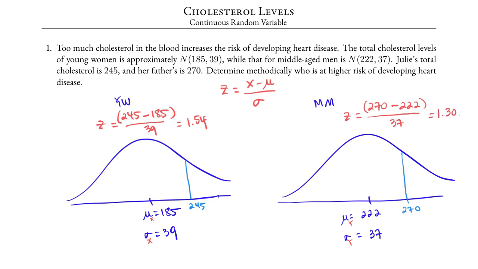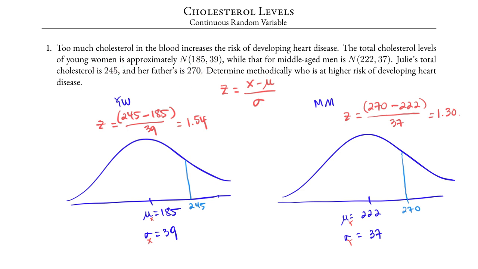Now, the higher the cholesterol level, the higher the risk of developing heart disease. And so if we compare 1.54 and 1.30 after we standardize these values, 245 and 270 respectively, we see that Julie is at a higher risk than her father. This is surprising because, again, Julie's cholesterol is only 245 and her father's is 270.